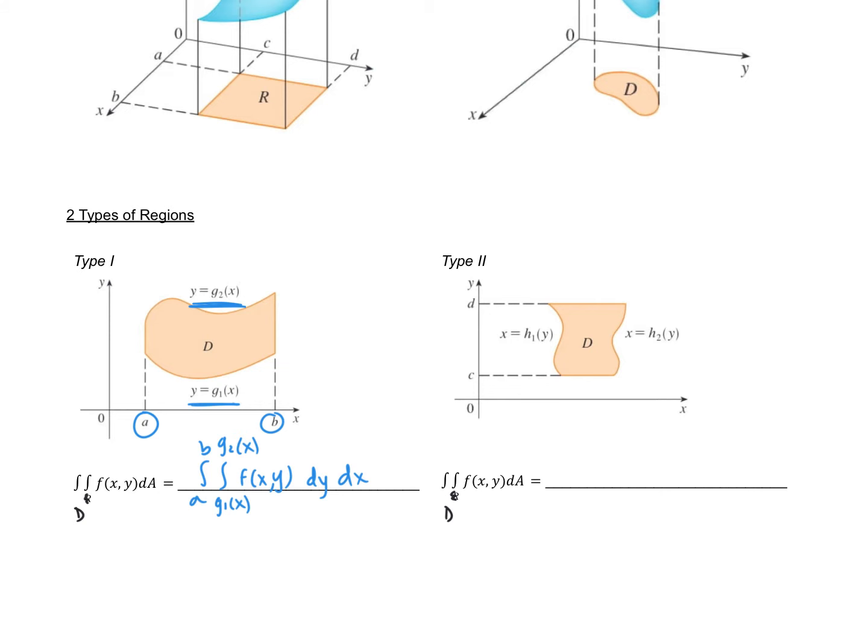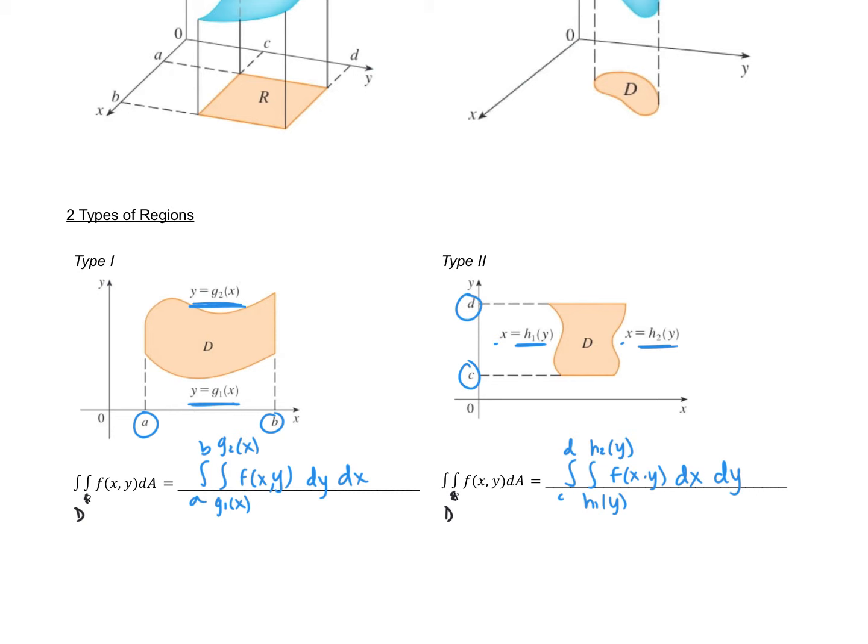In a type 2 region, we have our double integral of f of x y. In this case, we see we have x in terms of y, x in terms of y. So we're going to integrate with respect to x first, from h1 of y to h2 of y, and then y, which goes from c to d.